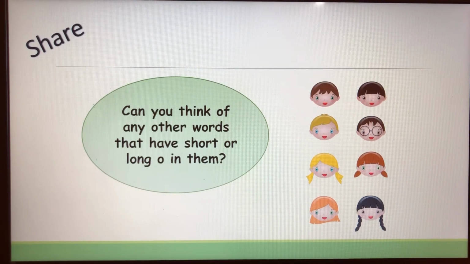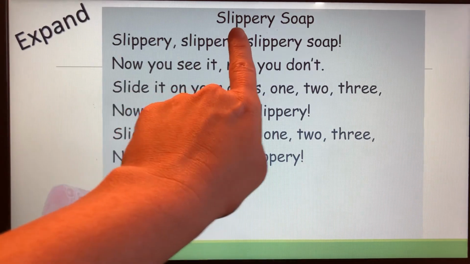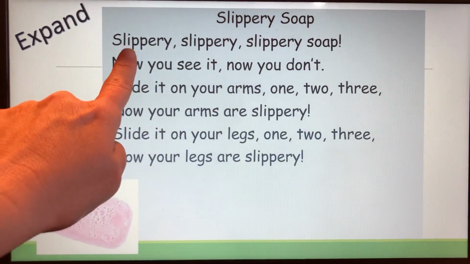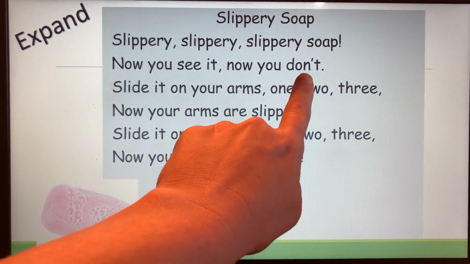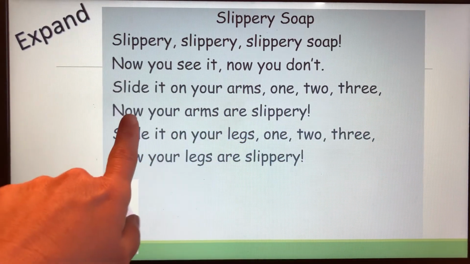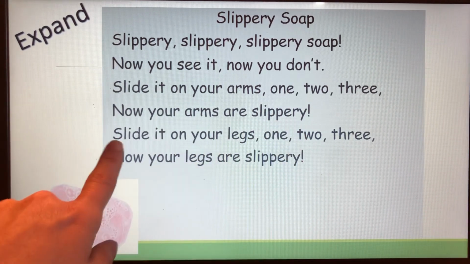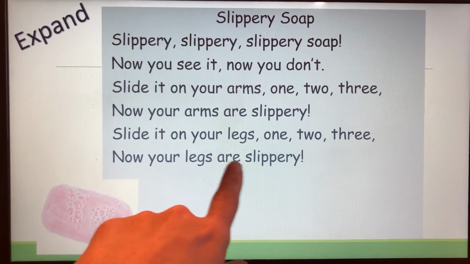Can you think of any other words that have the short or long O sound in them? Good thinking. We have a poem to end today's lesson. Today's poem is called Slippery Soap. Slippery, slippery, slippery soap. Now you see it, now you don't. Slide it on your arms, 1, 2, 3. Now your arms are slippery. Slide it on your legs, 1, 2, 3. Now your legs are slippery.